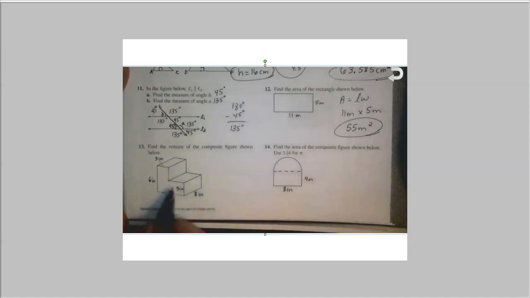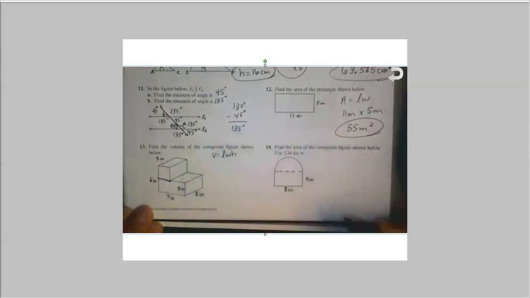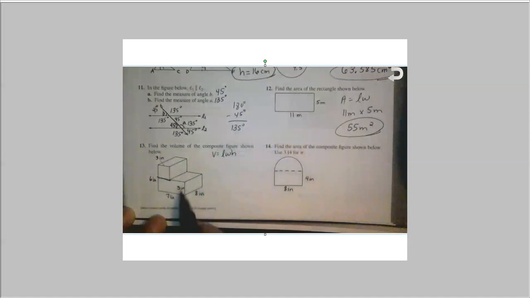Doesn't really matter how you do that, but we're going to separate those so that we can find each solid individually, and then we'll be able to add those volumes together. So let's fill in what we know, because the volume of a rectangular solid is length times width times height. So I've got length, width, and height here, 7 times 8 times 3.